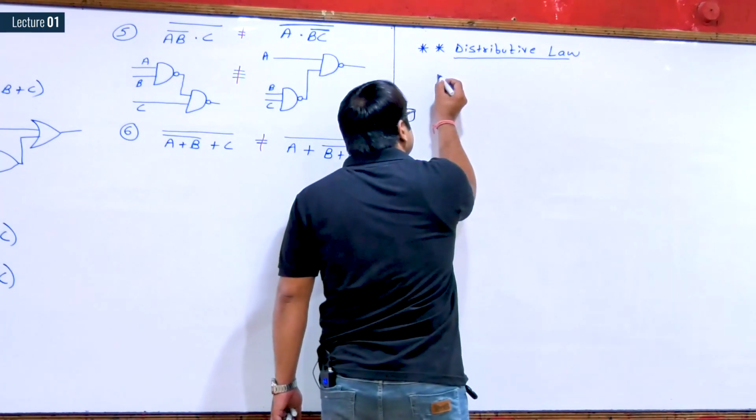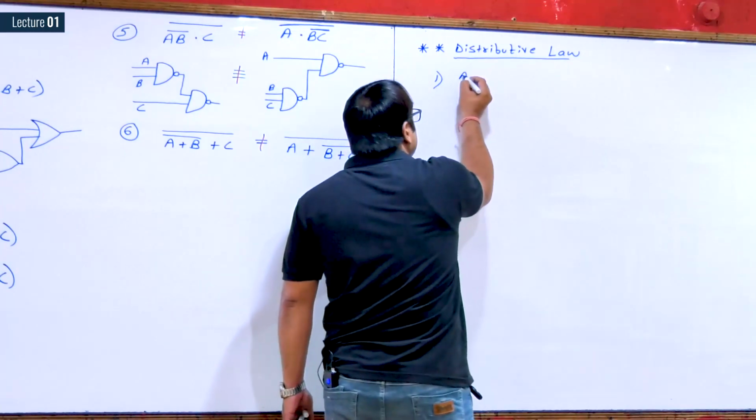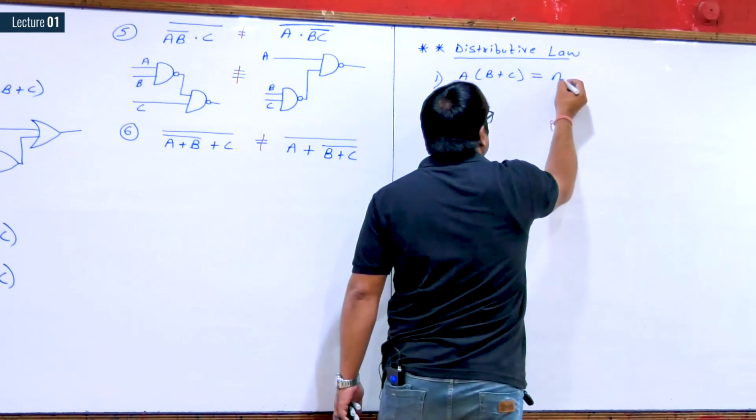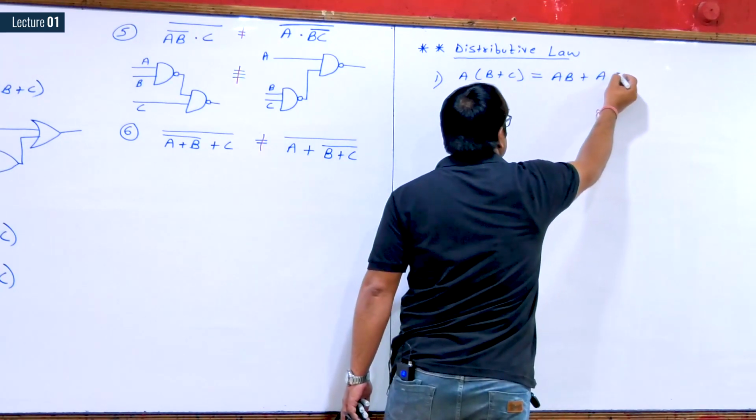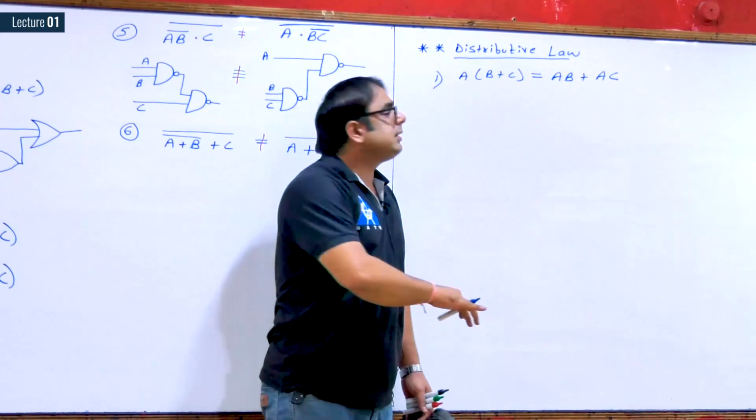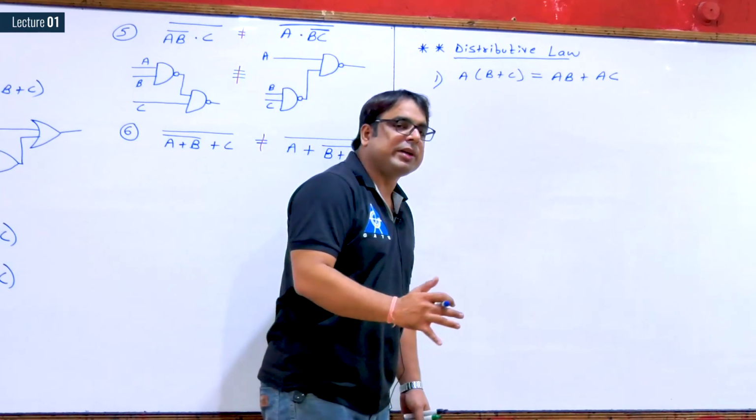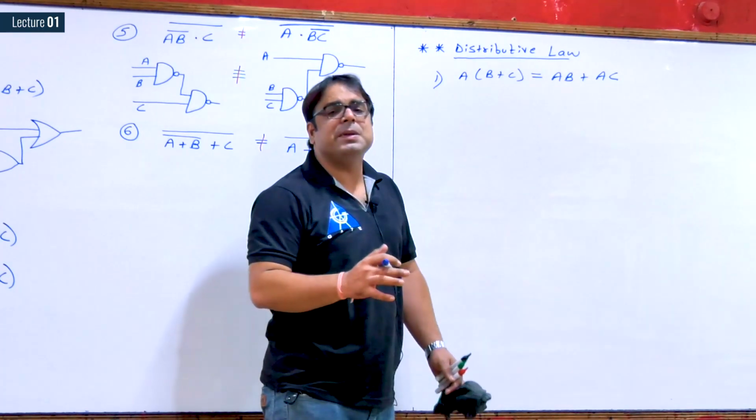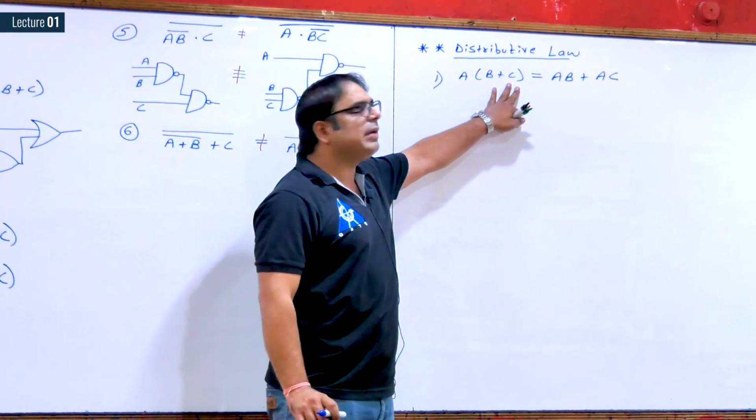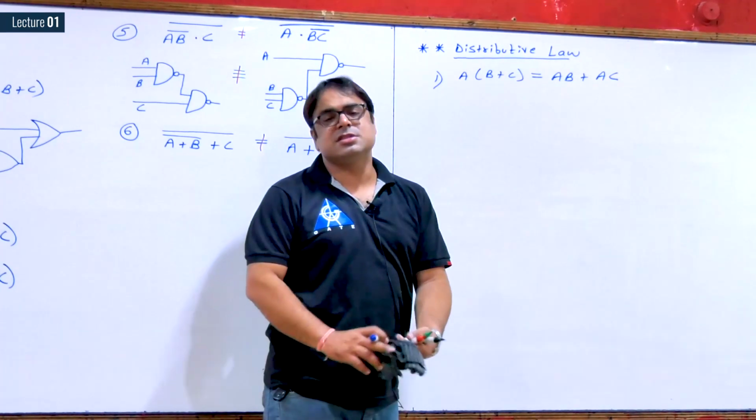Now, the first statement of this distributive law is A dot (B plus C) is equal to AB plus AC. This law we always use by default without knowing that it is distributive law. Actually, the second statement is much more important. The first is simply opening the brackets, so obviously it will give you A dot B plus A dot C.